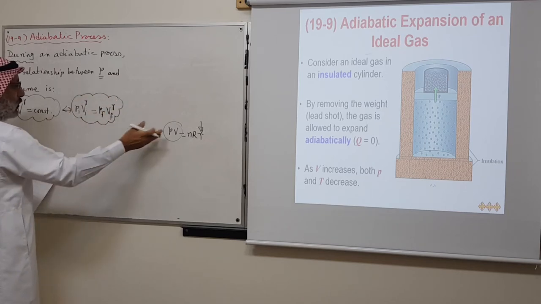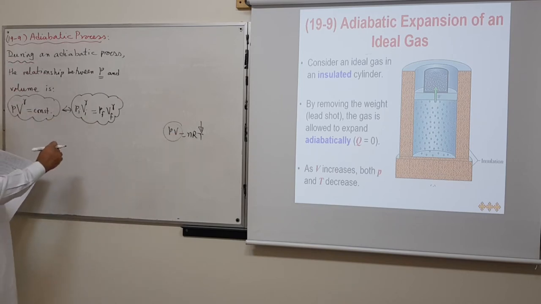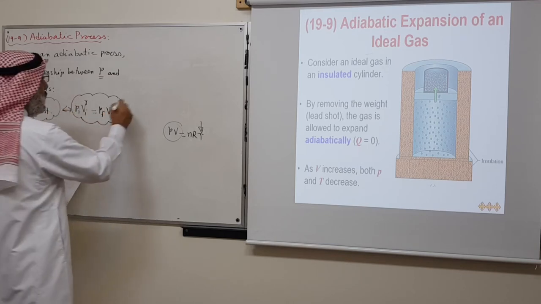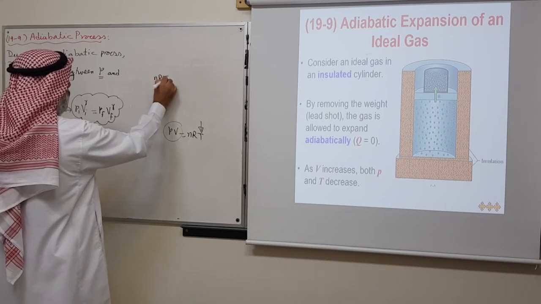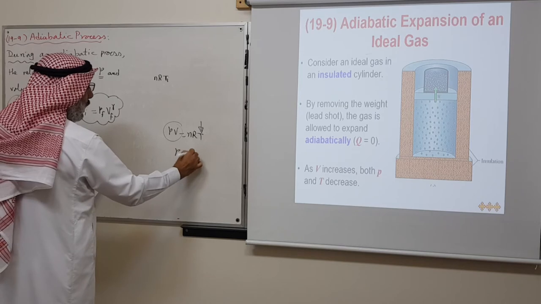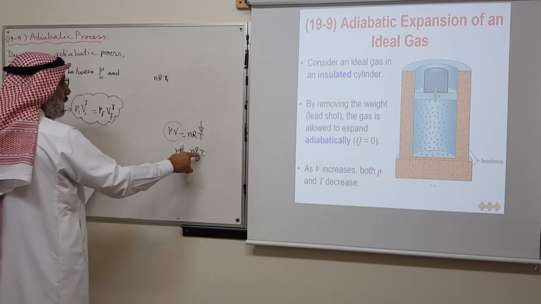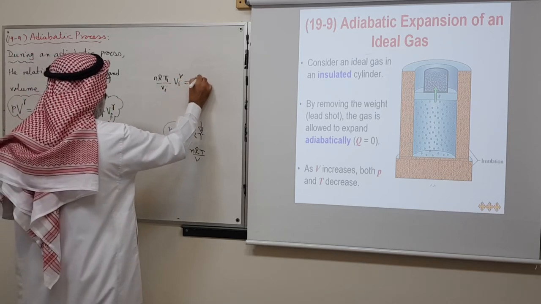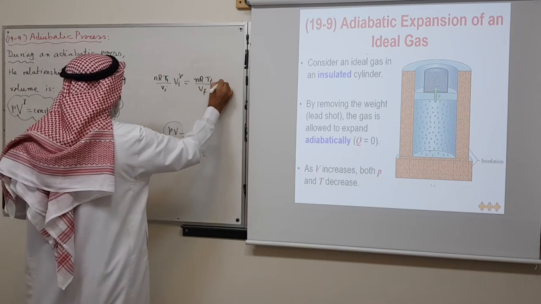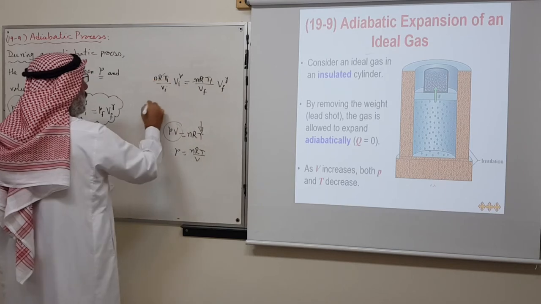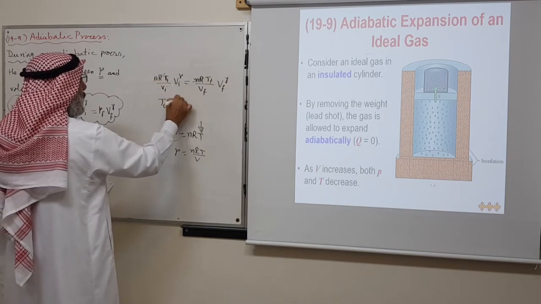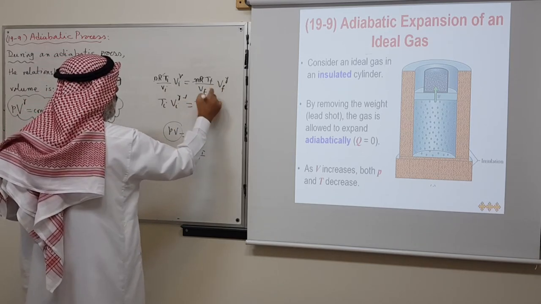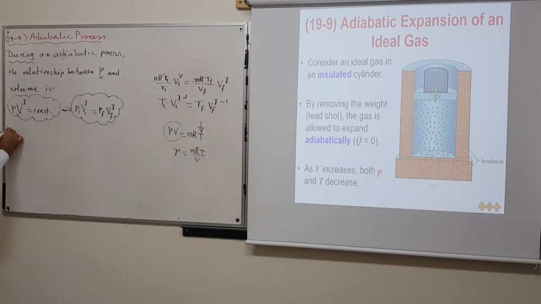You can, of course, use the ideal gas law to write another relationship between T and V. How do we do that? Let's see. P initial is nRT initial over V initial. So nRT initial over V initial times V initial to the gamma is equal to nRT final over V final times V final to the gamma. These will cancel. T initial, V initial to the gamma minus 1 is equal to T final, V final to the gamma minus 1.